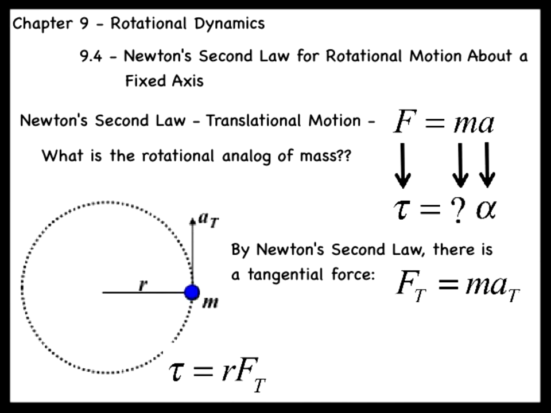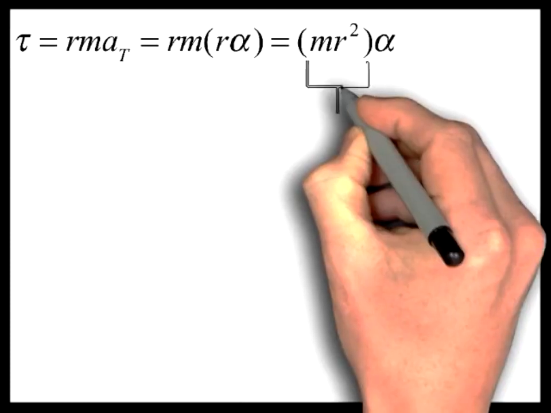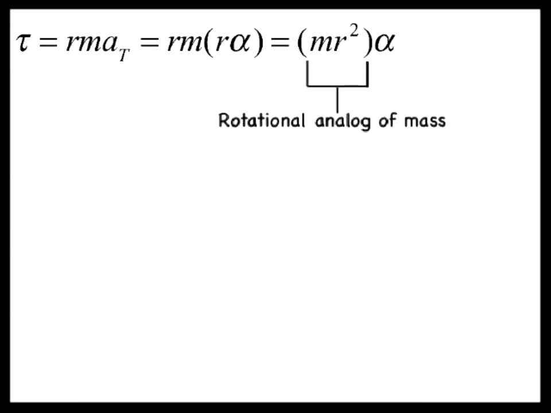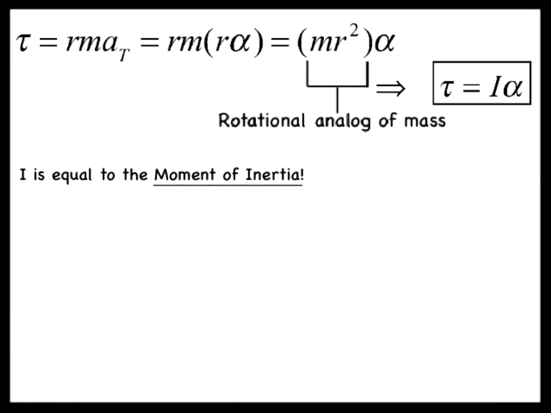Substituting ma in for the tangential force, we find that the torque is equal to r times m times a tangential. But the tangential acceleration is equal to r times alpha. Thus, the torque can be written as m r squared times alpha. This is exactly the form we wanted for Newton's second law for rotational motion: torque equals something times alpha. The rotational analog of mass must be the quantity in parentheses. We represent this quantity with a capital I, which is known as the moment of inertia.